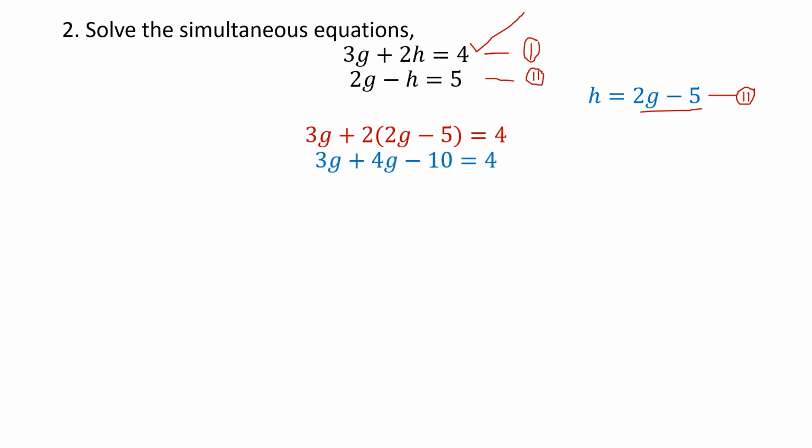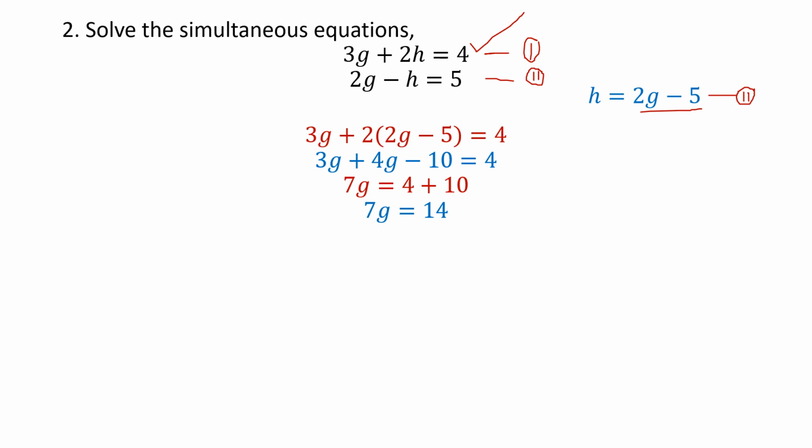Right, 2 by 2g is 4g, 2 by minus 5 is minus 10, which is equal to 4, then plus 3. Right, now let's simplify both sides. On the left hand side, we are only going to add 3g to 4g, at the same time taking minus 10 to the right hand side where it will be adding, because on the left hand side it is subtracting, so changing side it will also change the sign, right? 7g is equal to 4 plus 10, which simplifies to 14. So 7g is equal to 14.